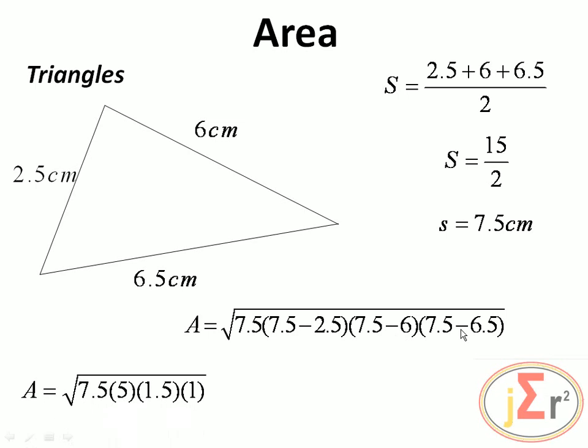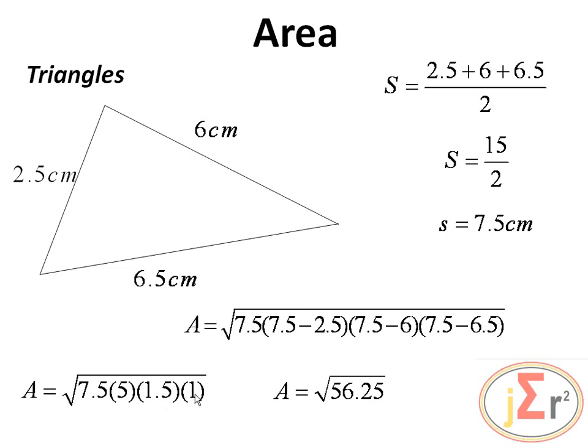The result will turn out to be this if we simplify, and then eventually we have to find the square root of this. So then what do we do? 7.5 goes there, then we do the subtraction that we have right there, the result goes there, then we do the other subtraction, the result goes there, another subtraction, the result goes there.